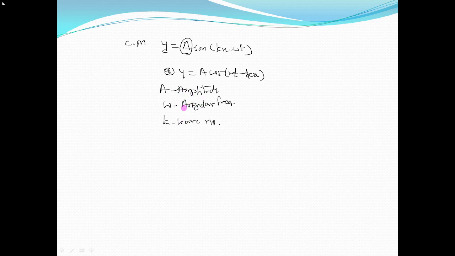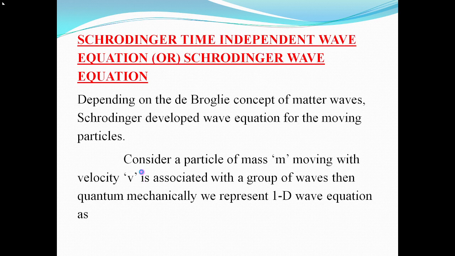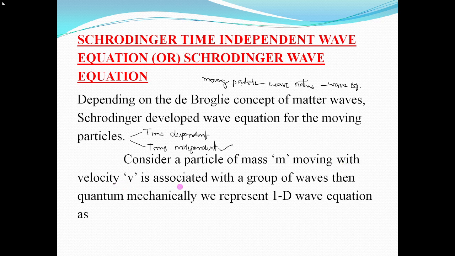So this is the classical case to represent the wave equation. Now, how to represent the wave equation quantum mechanically, that we'll study now. Next, what is the Schrodinger time independent wave equation? We'll derive it now. Consider a particle of mass m moving with velocity v, associated with a group of waves. Means the particle is behaving like a wave.